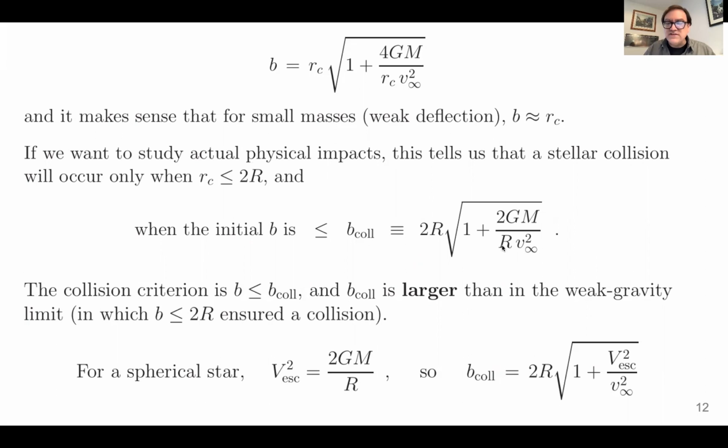We can simplify this term under the square root a little bit, because if we have a spherical star, this 2GM over r is just the square of the escape speed. So we can write this second term as a ratio of squared velocities, escape velocity over the relative velocity at infinity.